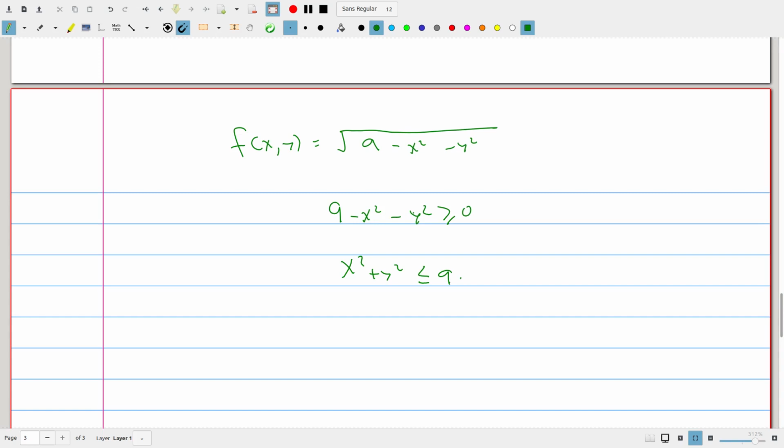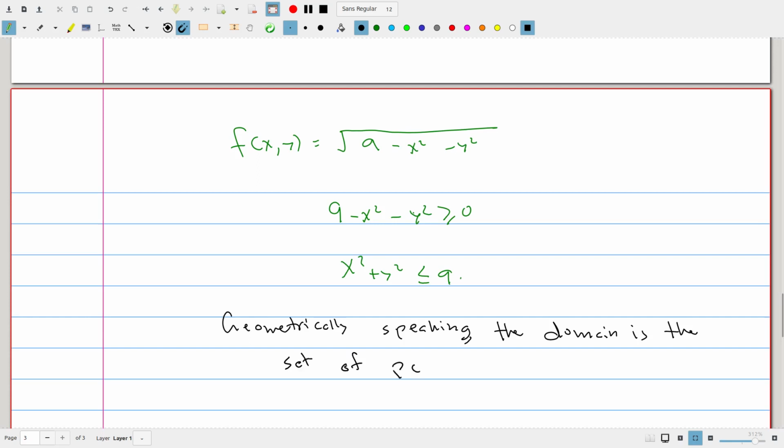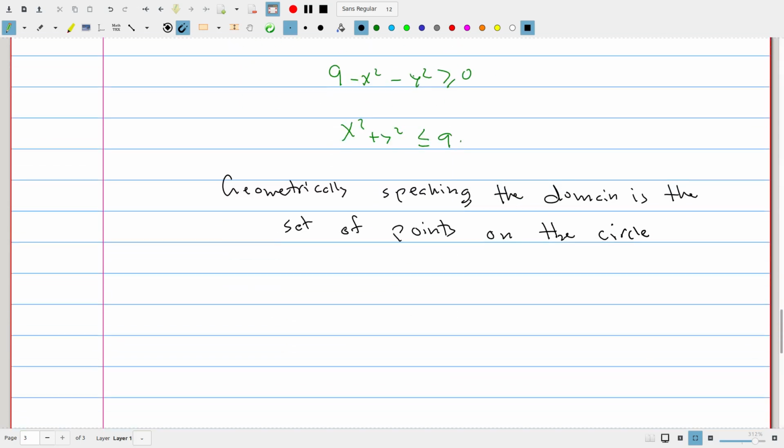So the domain is, geometrically speaking, the set of points on the circle x squared plus y squared equals 9 and within it. So that's the domain of the function.